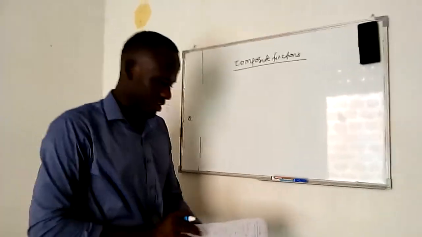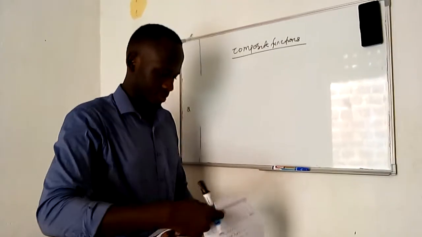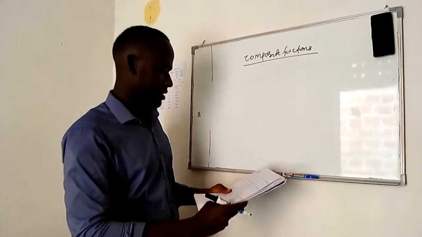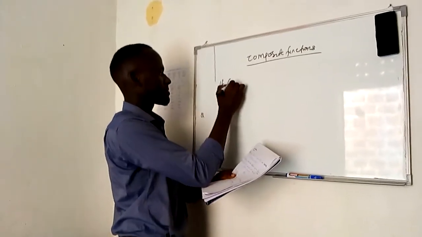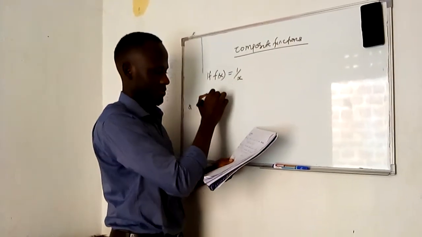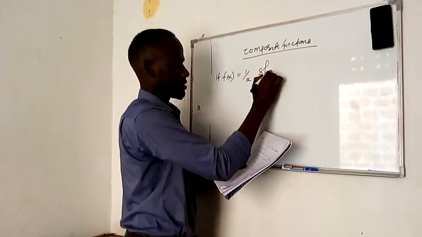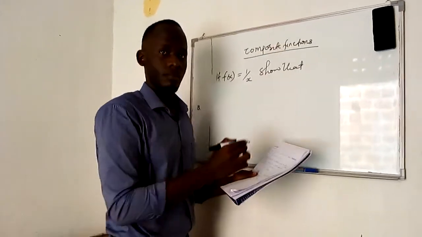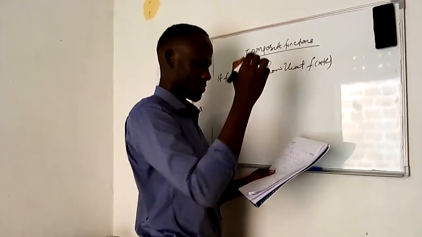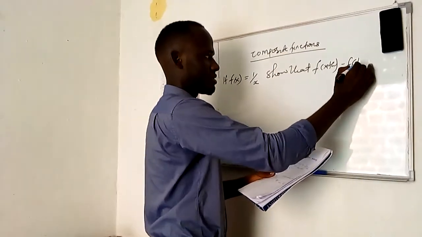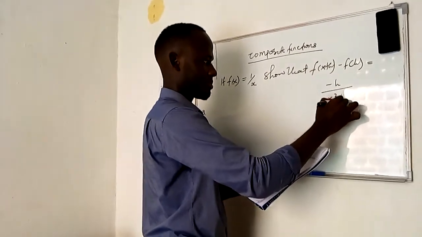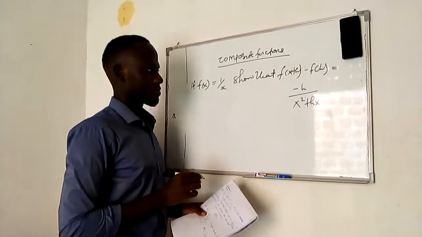We're still on composite functions. There is an issue that we had last lesson. It said, if f(x) is equal to 1 over x, show that f(x plus h) minus f(x) is given by minus h over x squared plus hx.